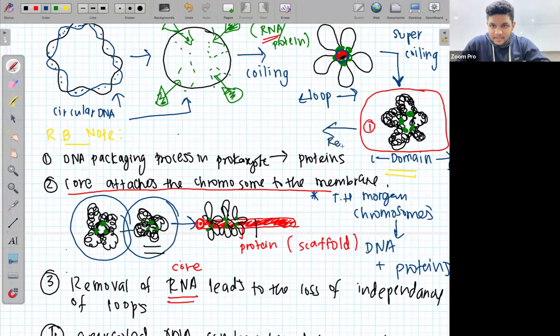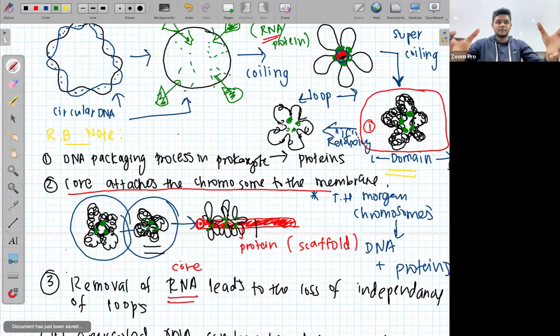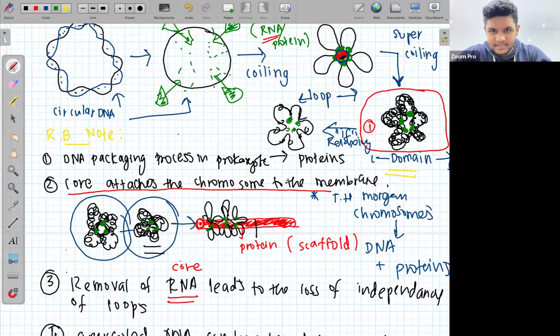If relaxing, it will be changing its shape to like this. This will be the shape. Roughly, it will be looking like this. The cores will still be attached, but eventually the cores also start to come apart because the loops start to get apart from each other, right? That is the thing they're trying to convey.